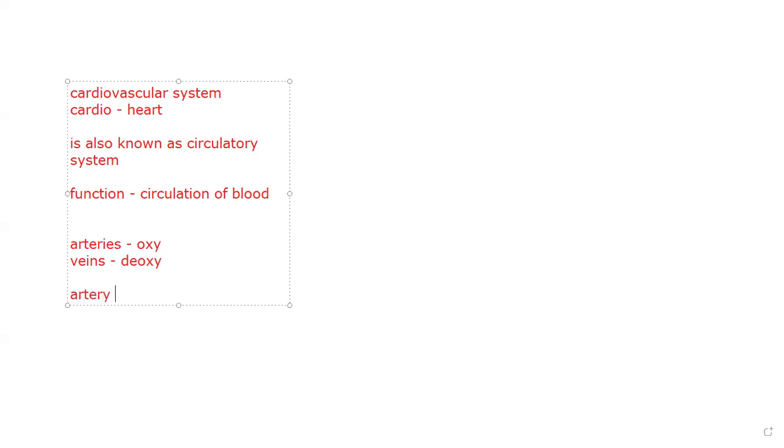Only one artery carries deoxygenated blood, that is the pulmonary artery. Only one vein carries the oxygenated blood, that is called the pulmonary vein.